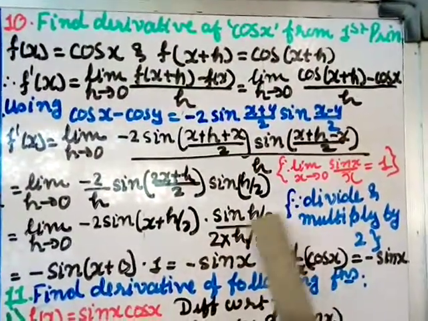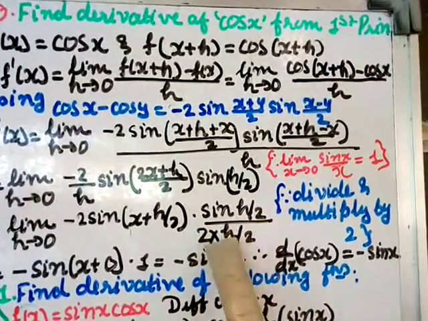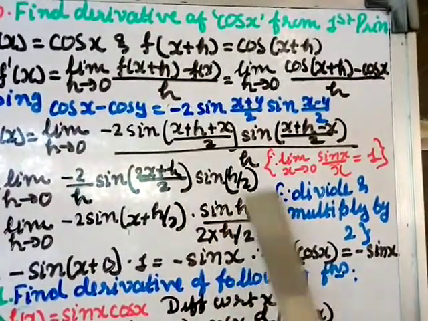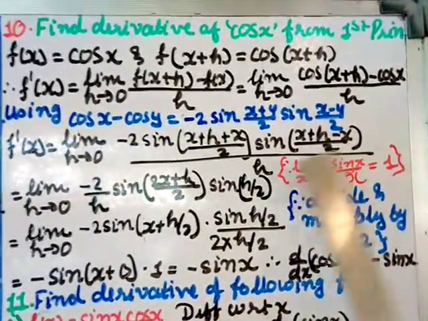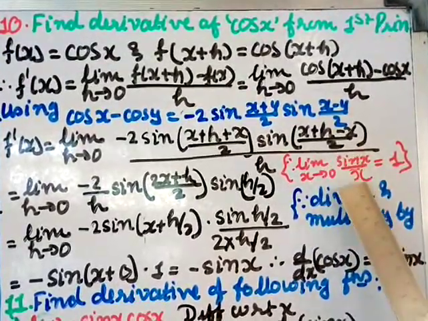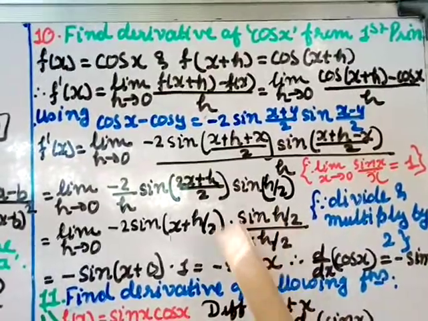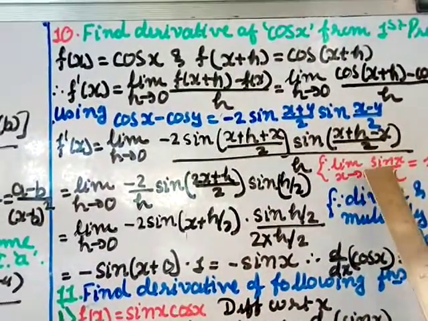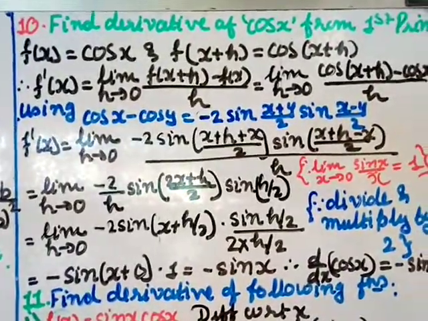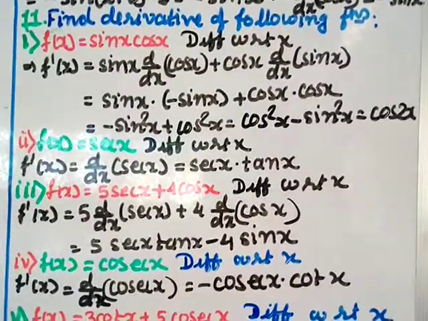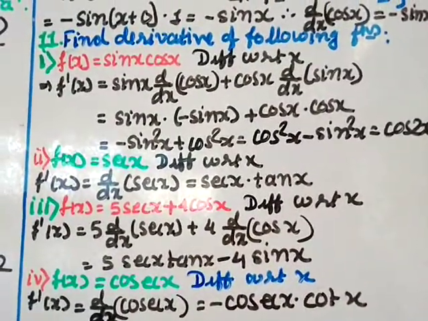The formula which I am using for these limits, h by 2 divided by h by 2, h tends to 0, this limit is this much. Okay, this formula I am using, limit x tends to 0 sine x by x equal to 1. So that is what I am writing for you, that how this value is 1, because using this identity or the formula. Question number 11, find derivative of following functions.